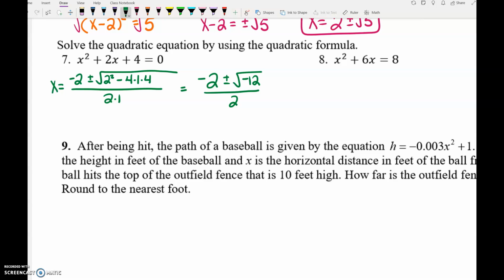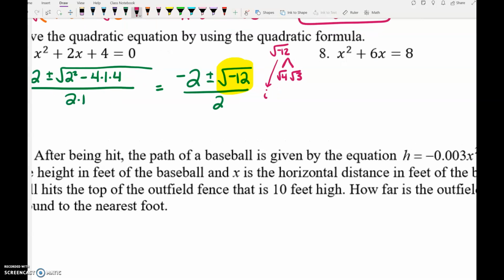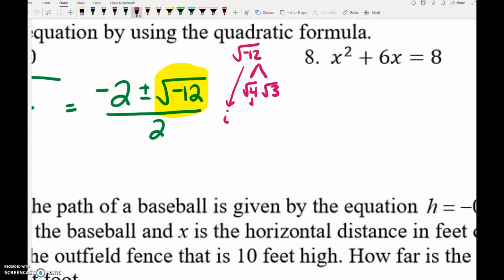We need to simplify the square root of negative 12. Because there's a negative, there's definitely an i involved. Then think about positive 12. We can split that into 4 times 3. The square root of 4 is 2. So this thing is really 2i square root of 3. So what we have here is negative 2 plus or minus 2i square root of 3 over 2.